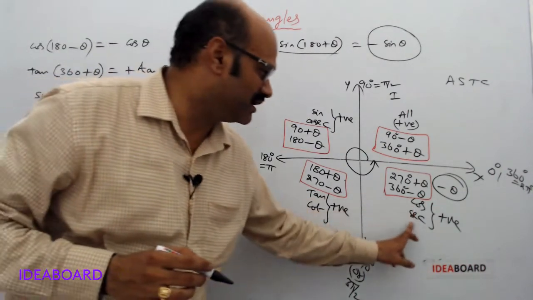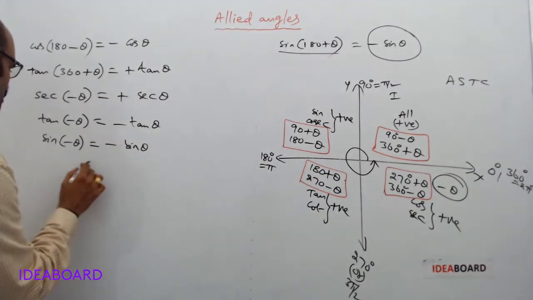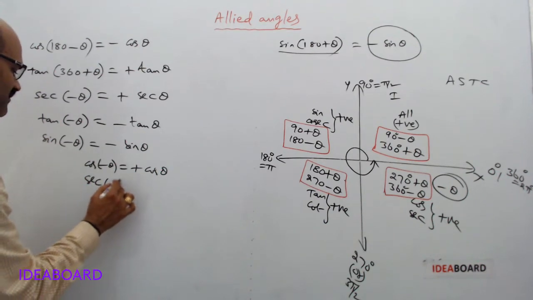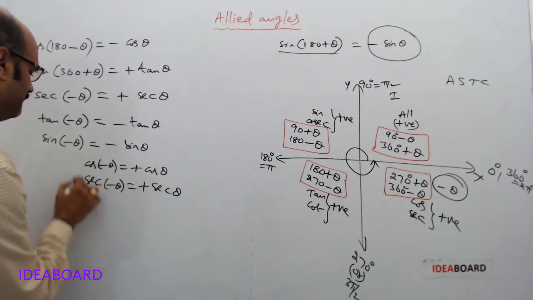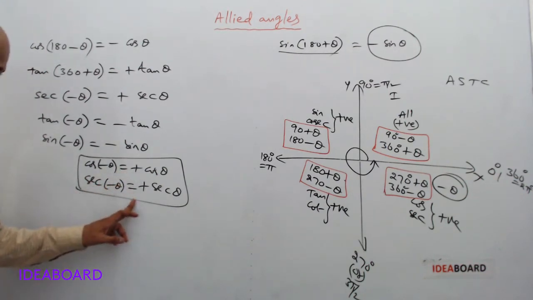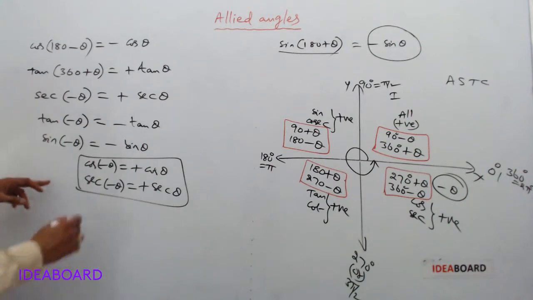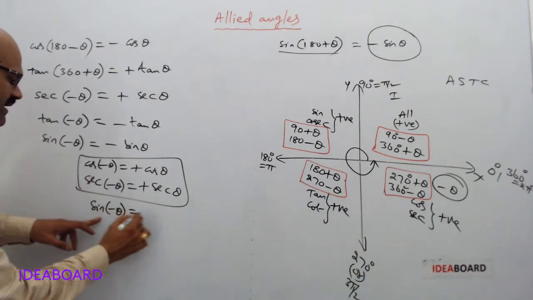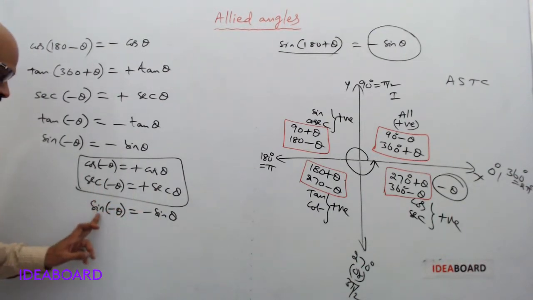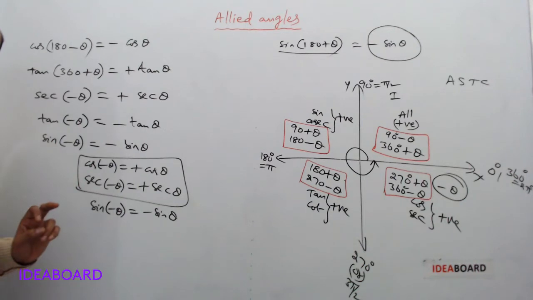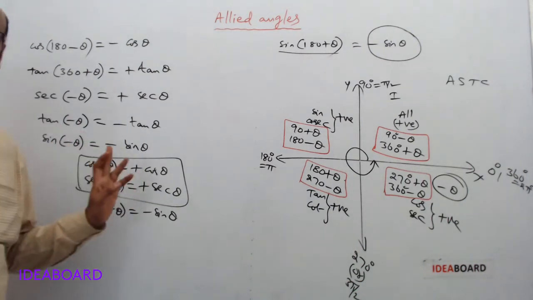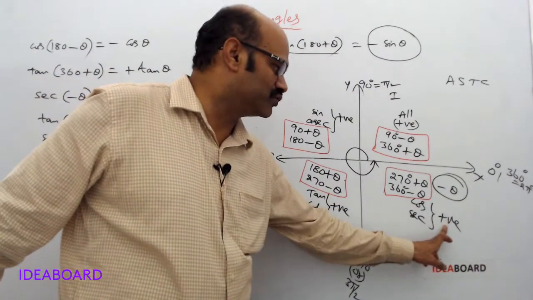Only cos and secant are positive. That is why we have cos of minus theta equal to plus cos theta, and secant of minus theta equal to plus secant theta. Remaining trigonometric ratios are negative. Sine of minus theta equal to minus sine theta. Even tan of minus theta is minus tan theta, and cot of minus theta is minus cot theta. Only for cos and secant we have to take positive since they are positive in the fourth quadrant.